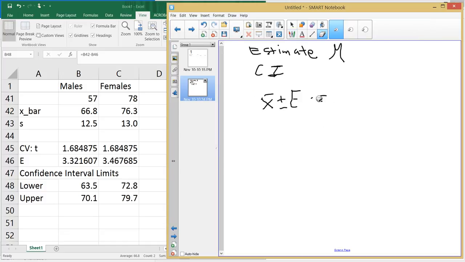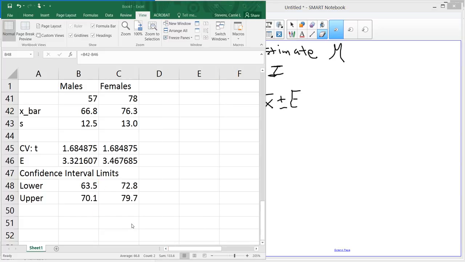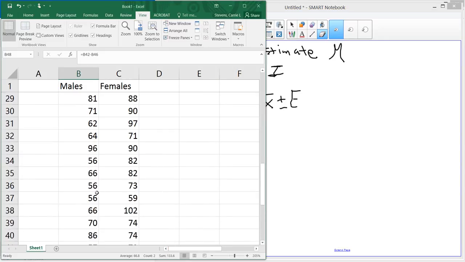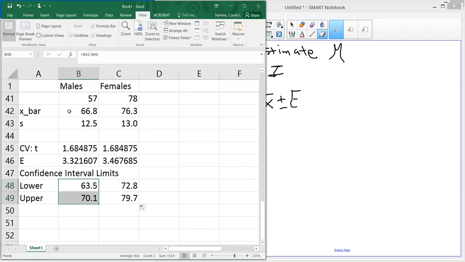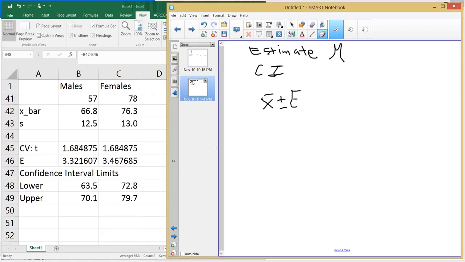And so let's figure out how to find E, because we already did the step of finding the intervals. Let's do just the one for males. The males' x bar is 66.8, right? So just doing the one for the males, x bar right here is 66.8. Gosh, it's so hard to write with this thing. Why don't you just type? I don't know.